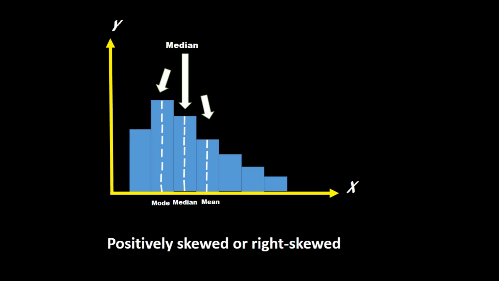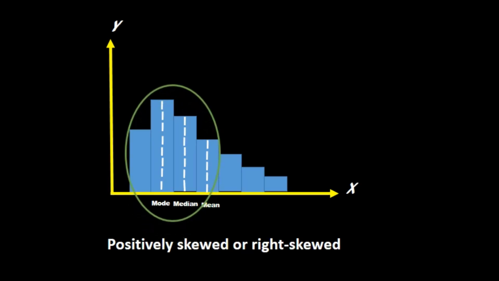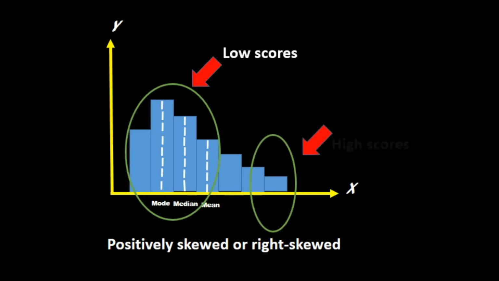For example, if a teacher gave an examination and most of the students got the failing mark on that exam, their scores would tend to cluster on the left side of the distribution. A few high scores would constitute the tail of the distribution, which would be on the right side.